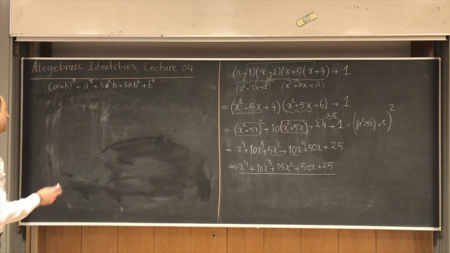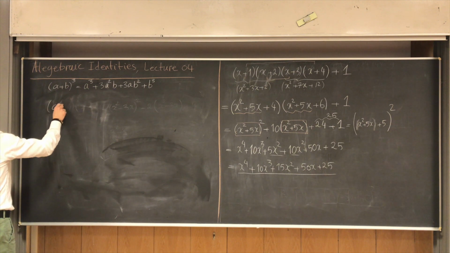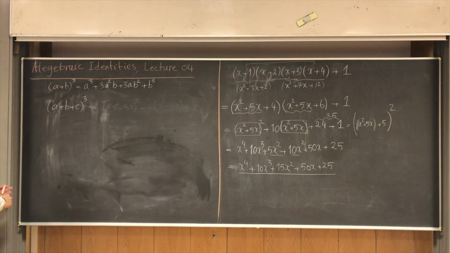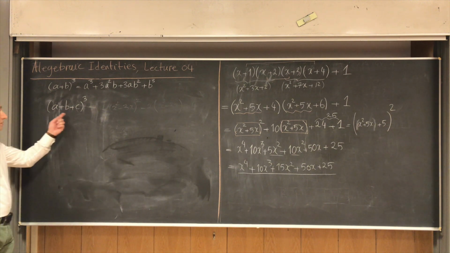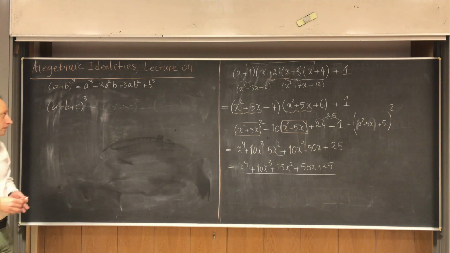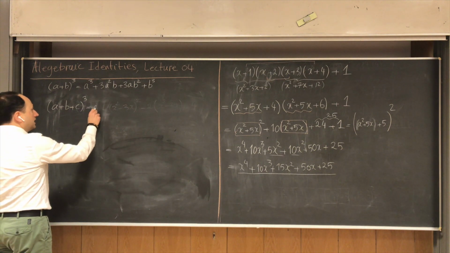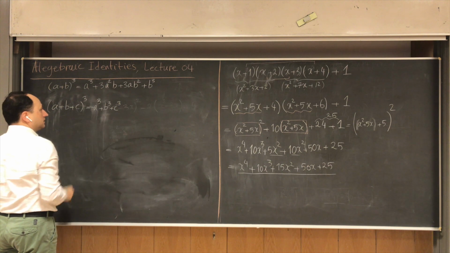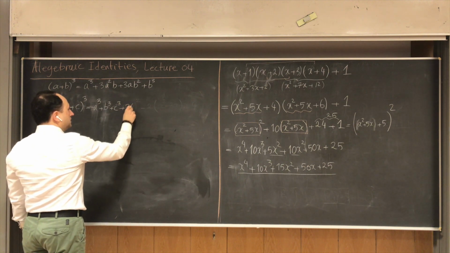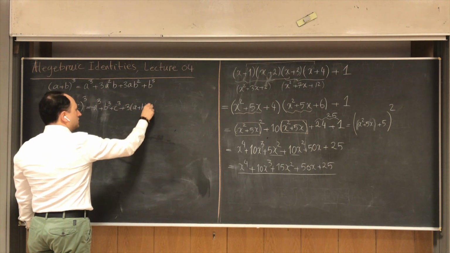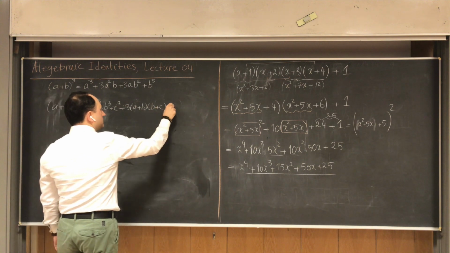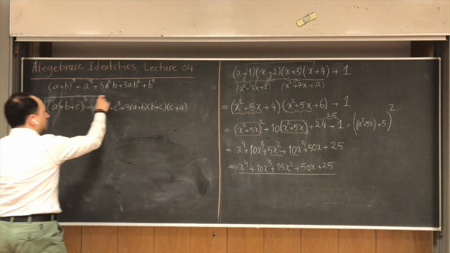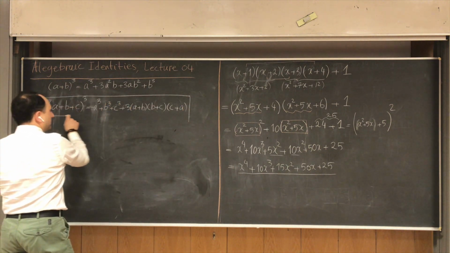Yes. Now I want to see what happens if we have 3 terms to the 3. So this is the identity that I want to introduce today. a plus b plus c to the 3. It turns out that you can write a to the 3 plus b to the 3 plus c to the 3 plus 3 times a plus b times b plus c times c plus a. Yes, so this is the identity that I want to introduce today.